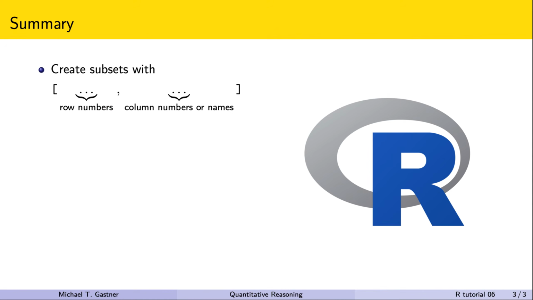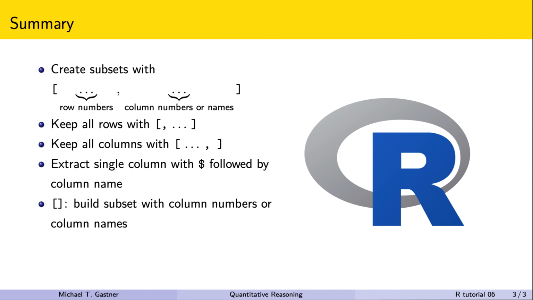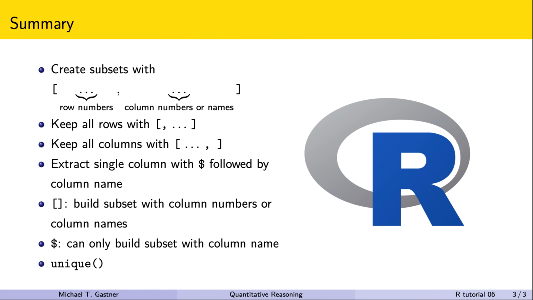Here is a summary of the main points of this tutorial. We learned how we can create subsets of a data frame with square brackets. We separate the row indices from the column indices with a comma. If we want all rows or all columns, we can leave the corresponding entry in the square brackets blank, but we mustn't forget the comma. If we want a single column of a data frame, we can alternatively use the dollar notation. After the dollar, we type the name of the column we want to keep. We can use either column numbers or column names when working with square brackets, but we can only use column names when working with the dollar notation. We can obtain the unique values in a vector with the function unique.